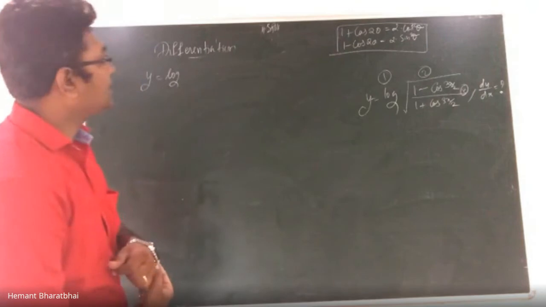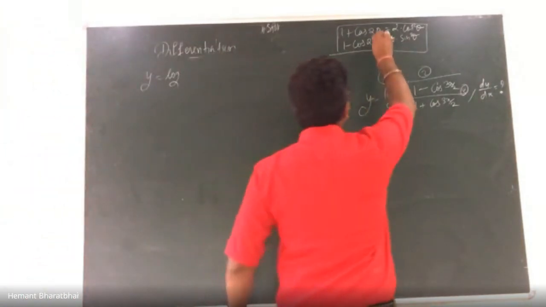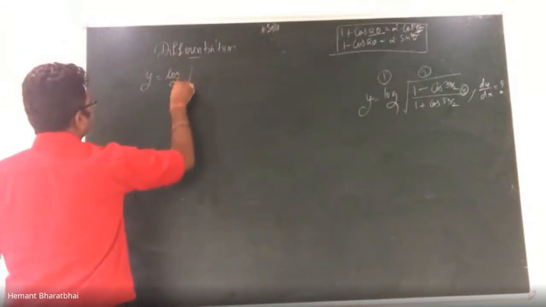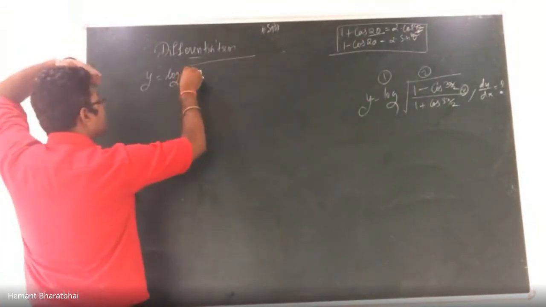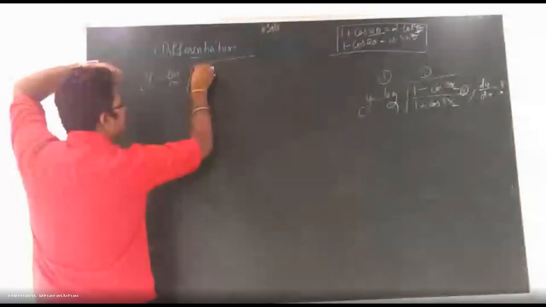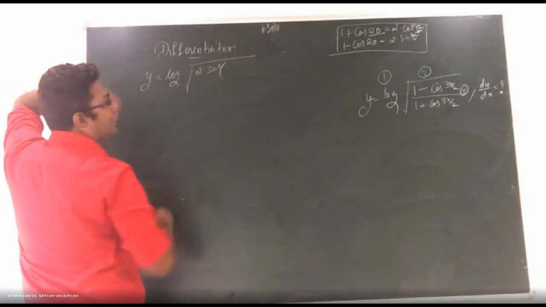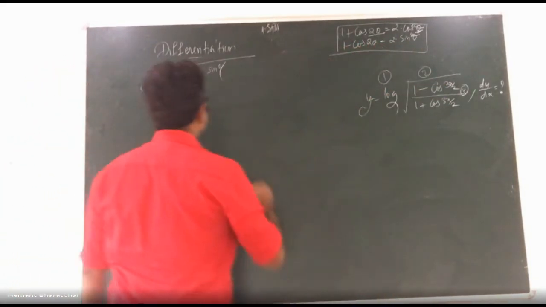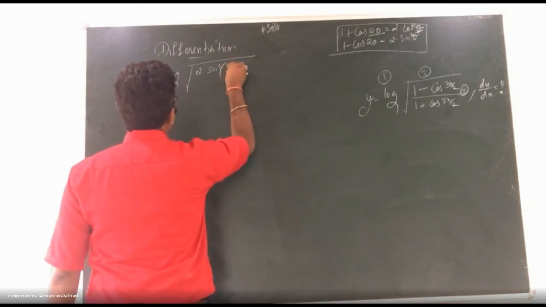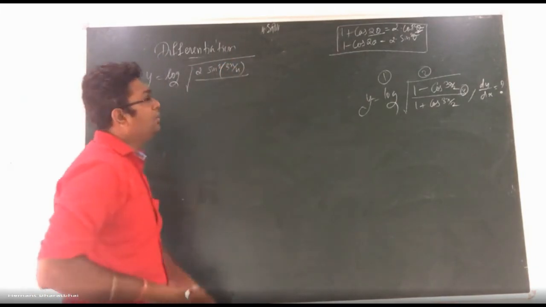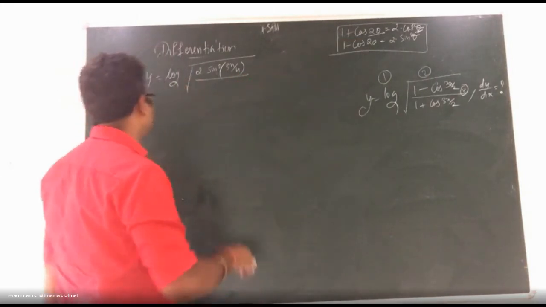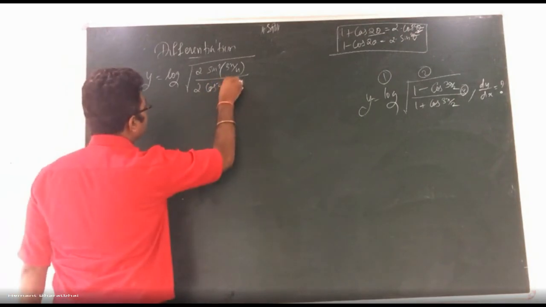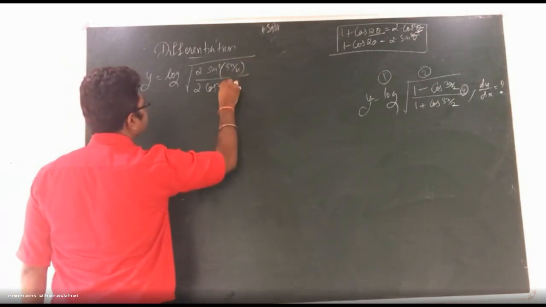So 1 plus cos 2 theta can be written as 2 times cos square theta. Here it is 2 theta, so it is becoming half of that. So here also I can apply the similar one. So 1 minus cos 3x can be written as 2 times sine square. If it is 2 theta, it becomes half. So half of 3x will be 3x by 2, sine square of 3x by 2. Upon 1 plus cos 3x, which will become 2 times cos square of half of 3x, that is 3x by 2.